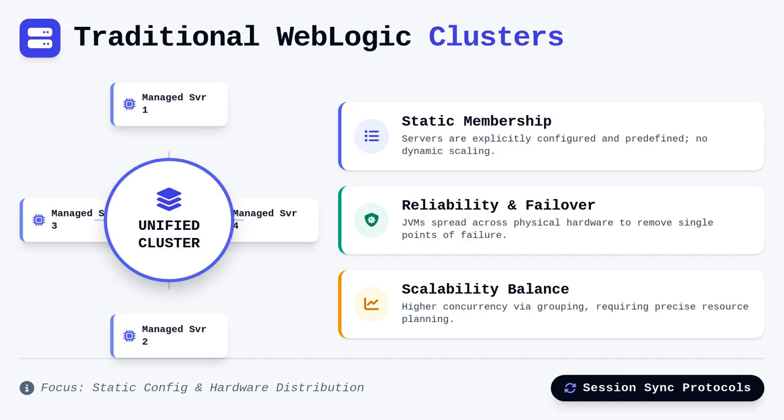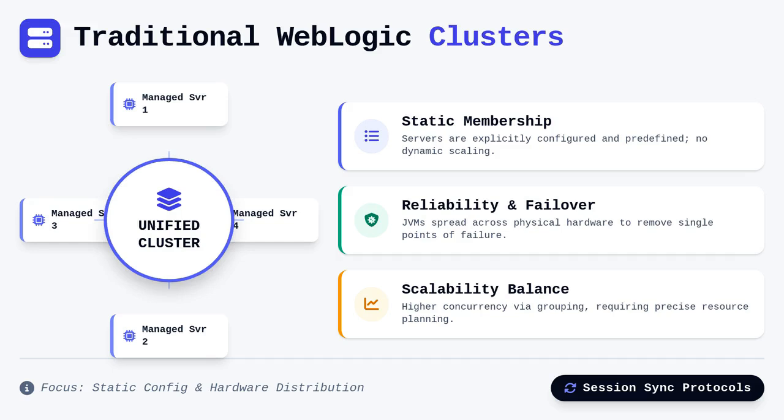When we talk about traditional clusters in WebLogic Server, we are essentially discussing a group of managed servers that work together to provide increased scalability and reliability for our applications. Unlike newer dynamic cluster architectures, traditional clusters are defined by static membership, where each managed server must be explicitly configured and associated with the cluster group beforehand. This design requires a deliberate approach to the physical or logical placement of your JVM instances across your hardware infrastructure.